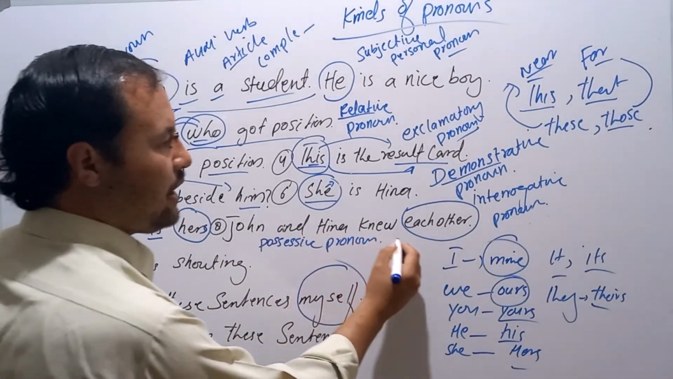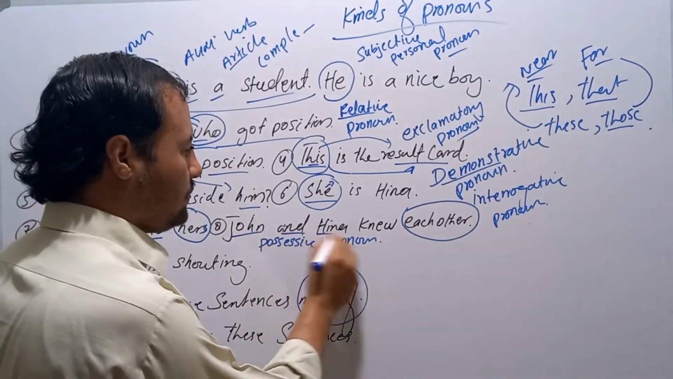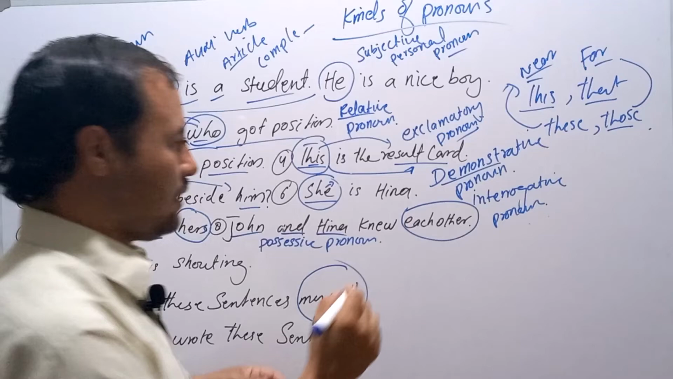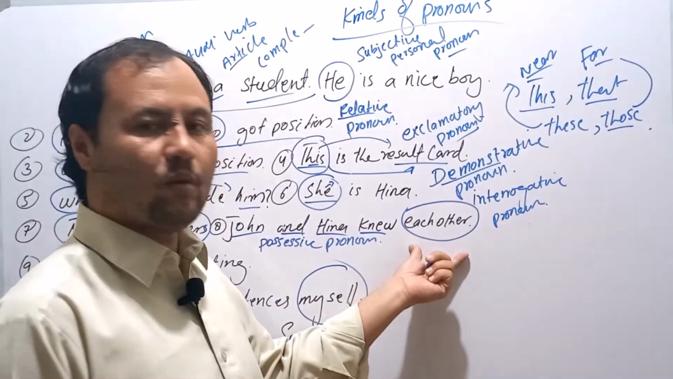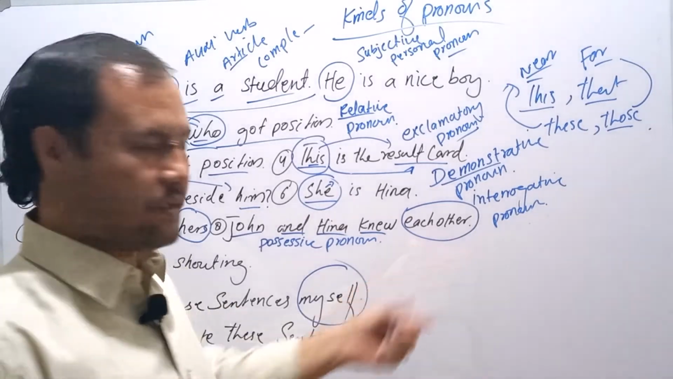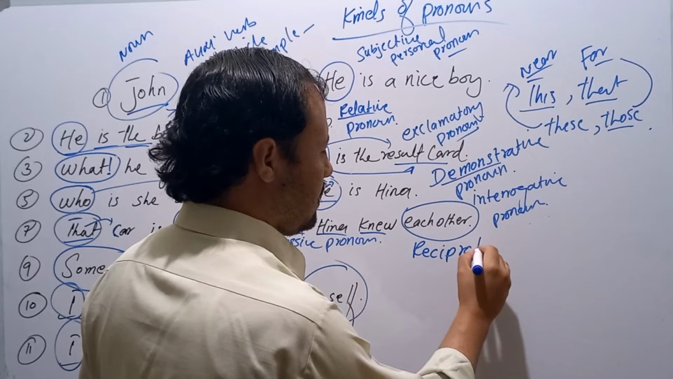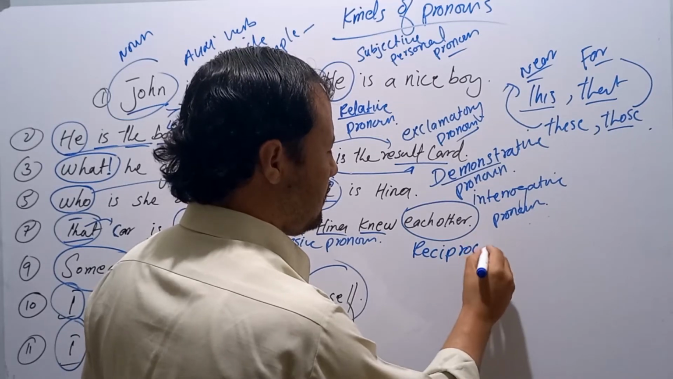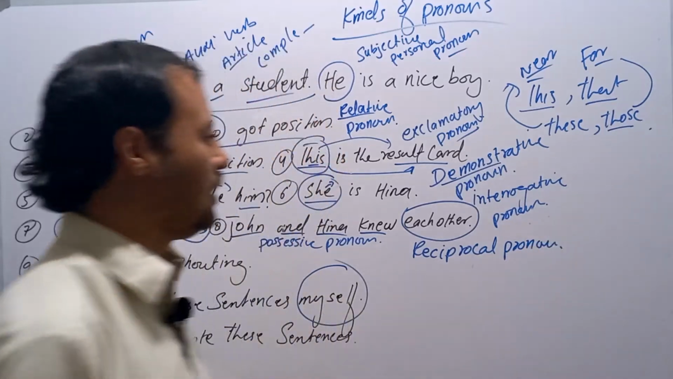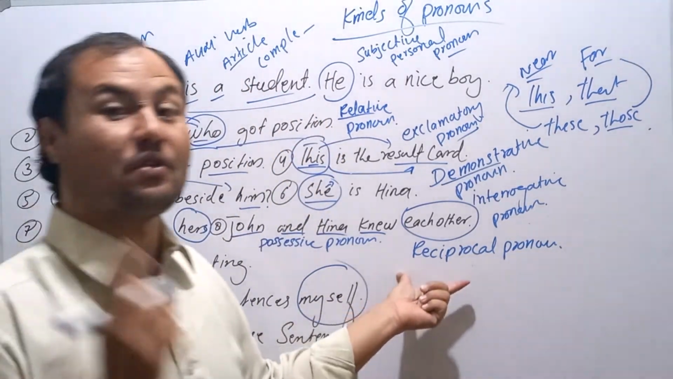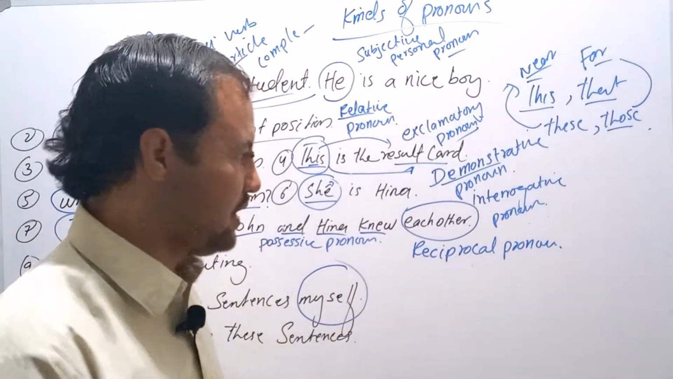John and Hina knew each other. Now, what is each other here? John is a noun, and is a conjunction, Hina is another noun, knew is the main verb. What is each other? Each other is also a pronoun. What kind of pronoun is it? We call this pronoun a reciprocal pronoun. Now, what is a reciprocal pronoun?